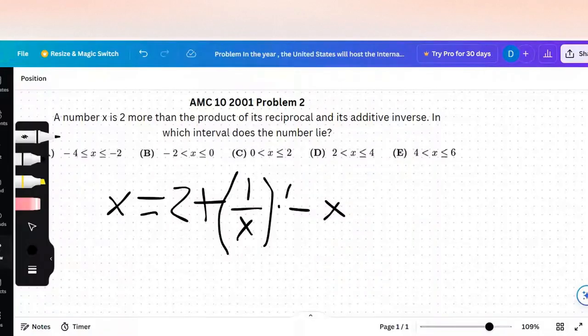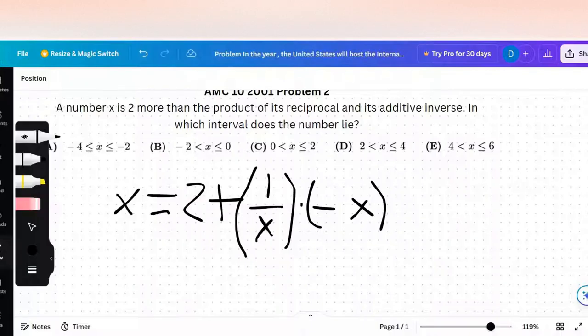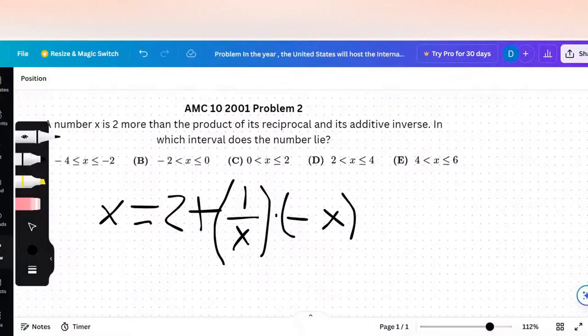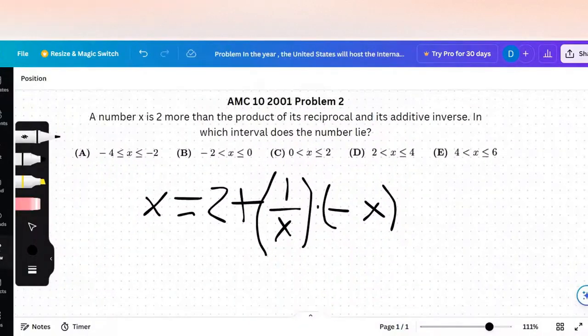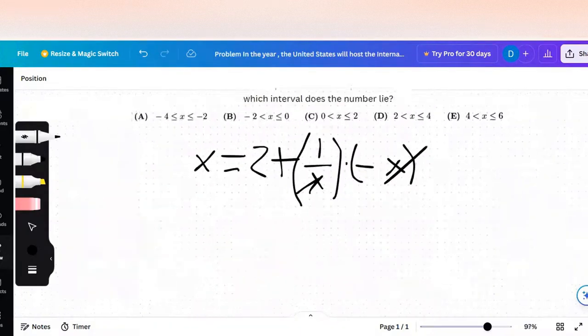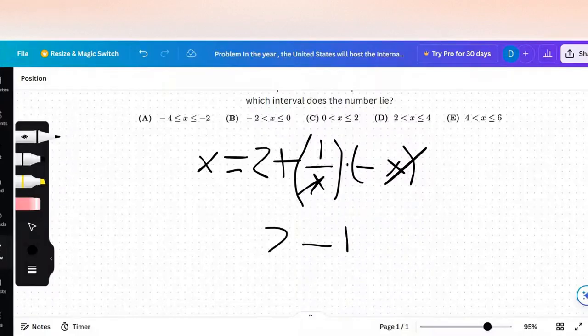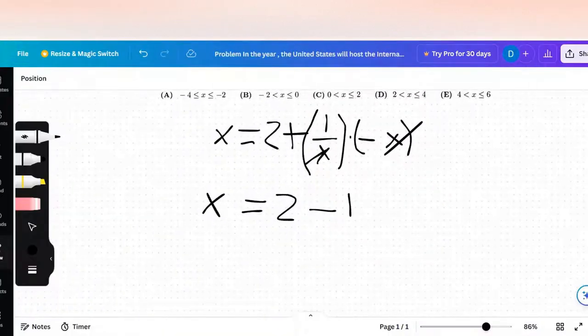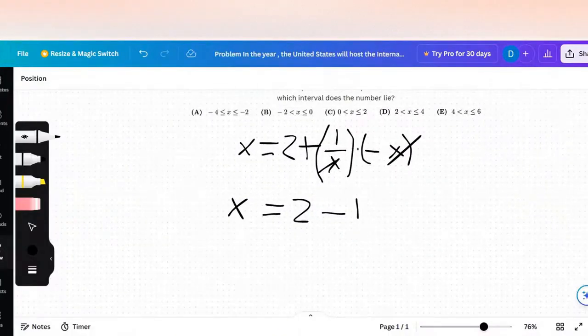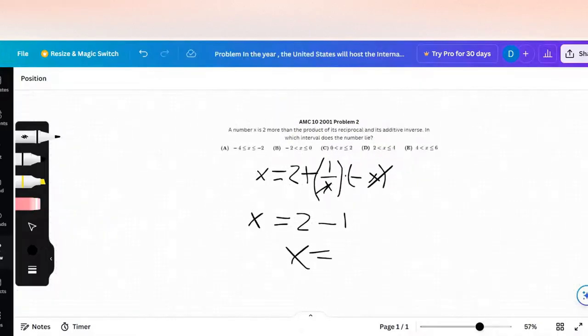So we have x is equal to 2 plus the reciprocal of x times negative x. And that's a pretty simple equation. All we have to do is cross out x when we're multiplying, and then we're left with -1, and then we have 2 already given. So that means it's x equals 2 minus 1. We just simply expanded the equation and solved for x, which is 1.